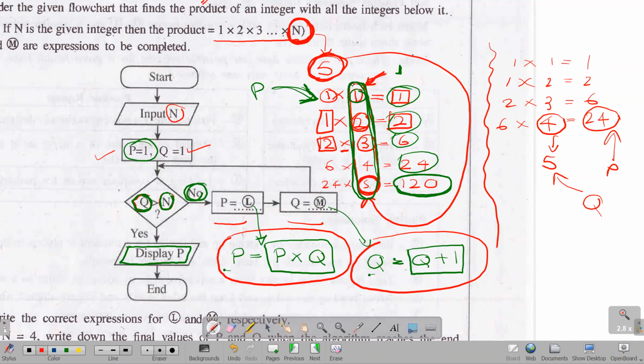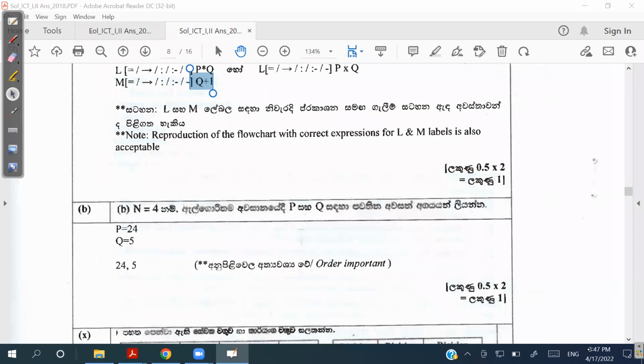Right. So if you have done that, you will be given another 1 mark. So 1 mark for figuring out L and M, another 1 mark to figure out what values P and Q are going to take if N equals 4.